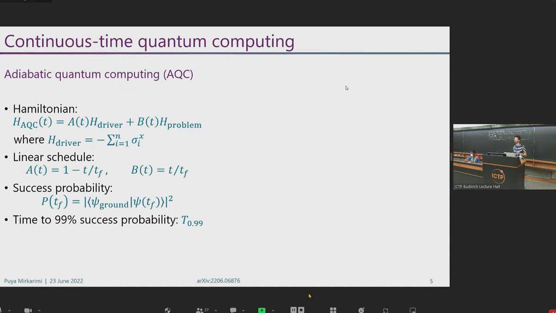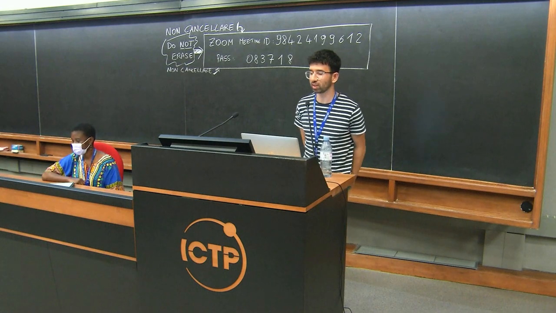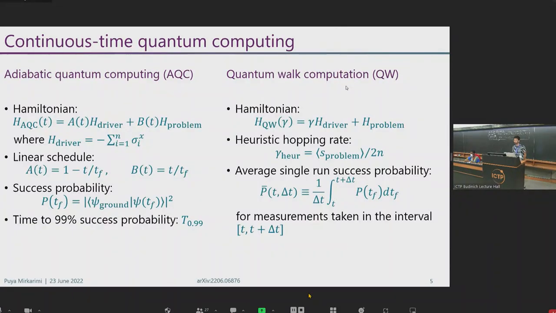And so our measure of hardness for an instance for AQC is the time required to attain a 99% success probability, or T0.99.